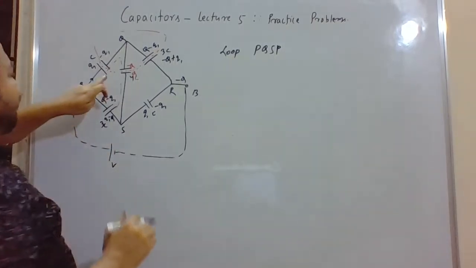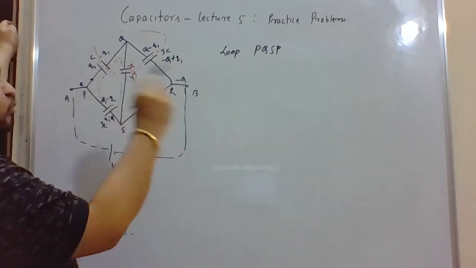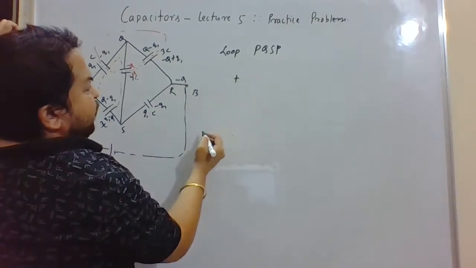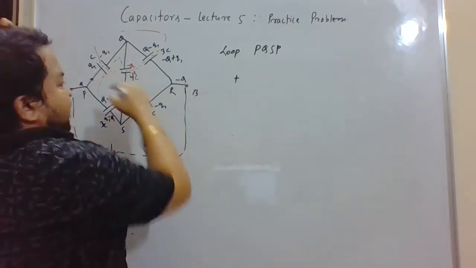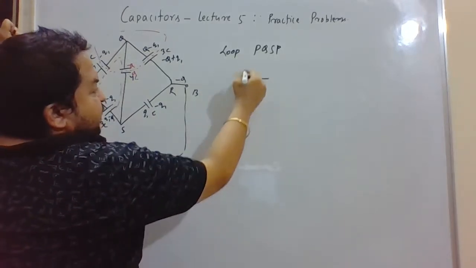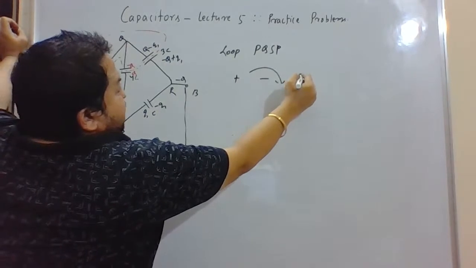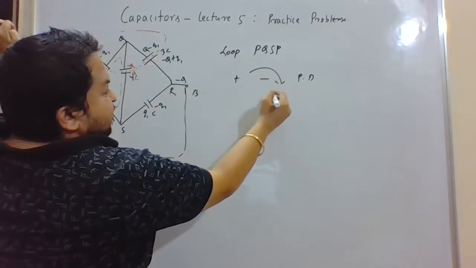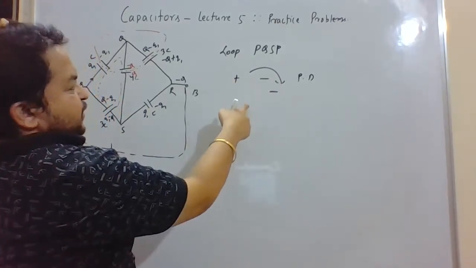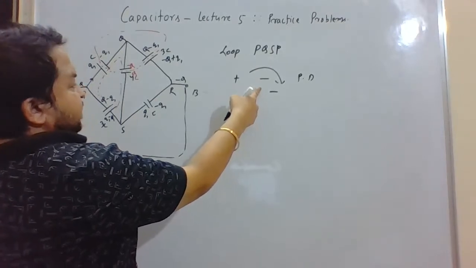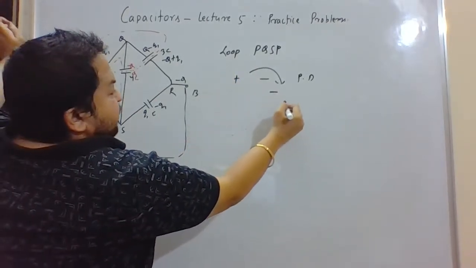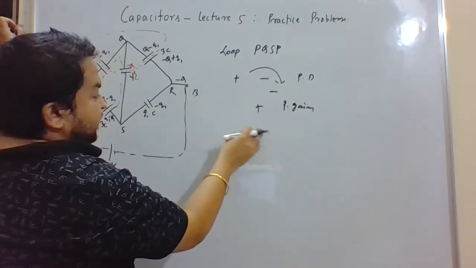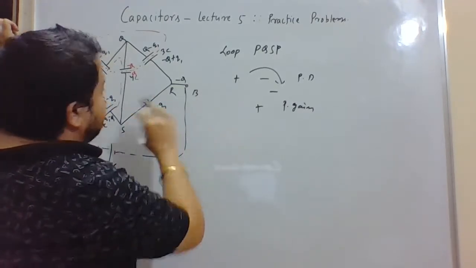One more thing that you should remember. When we are going from the positive end of a capacitor towards the negative terminal, obviously we are going into a potential drop, which means the effective potential will be minus. If I'm coming from the negative terminal of a capacitor to the positive terminal, then there will be a potential gain, which means I'll write plus. And if it is any other circuit, we'll see accordingly.